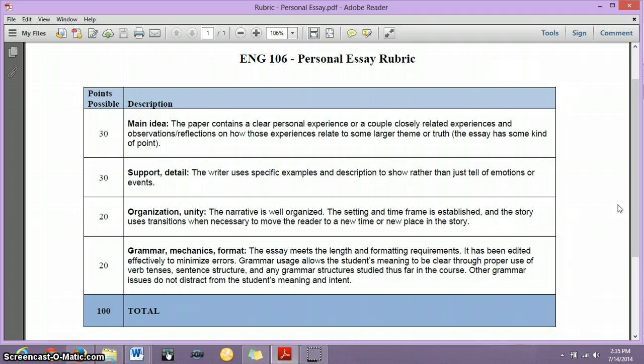All right, so always make sure that you have a main idea. You only want one main idea. It's your focus. It's everything. Everything in your essay needs to center on this one main idea. And when you look at the 2 essays that I have chosen for you, you'll see that they're very much focused on just one specific thing. So here it says that it contains a clear personal experience or a couple closely related experiences.